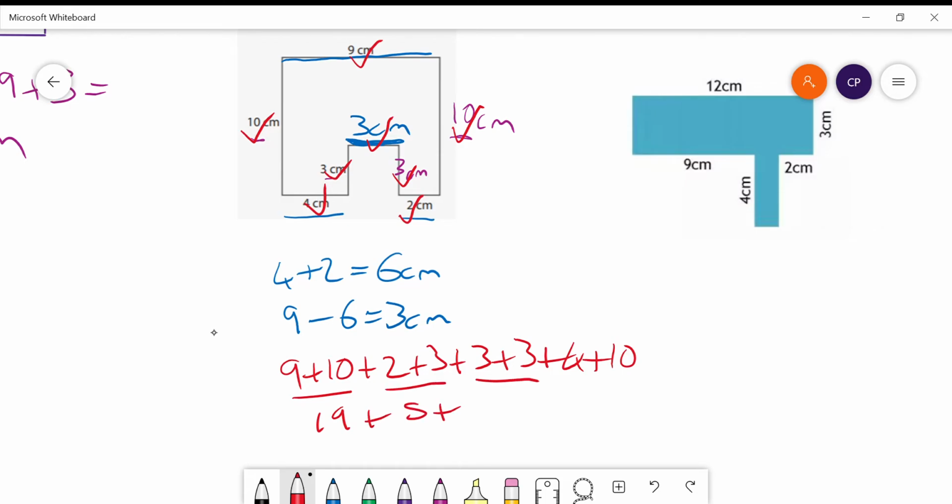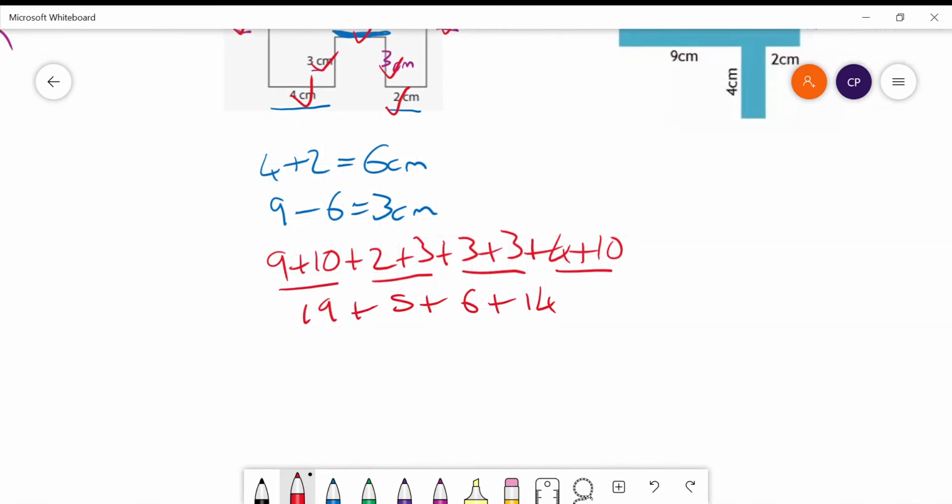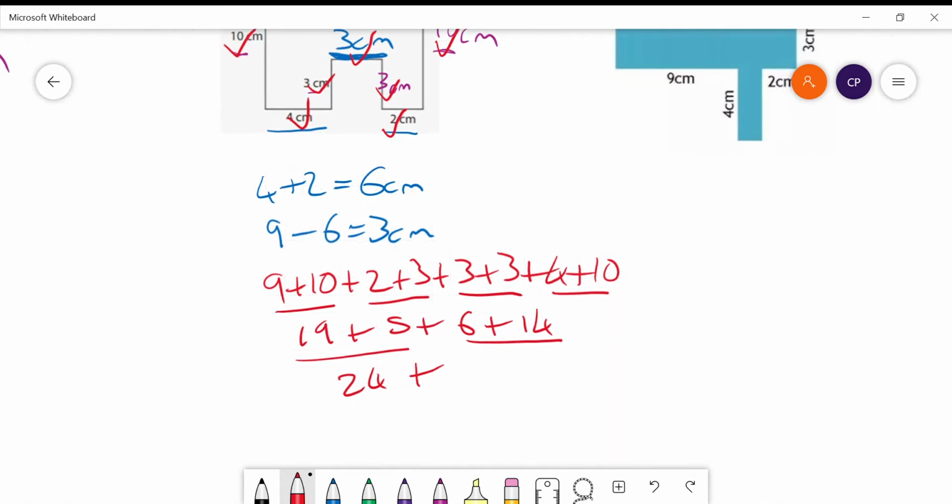I'm going to add these 2 together, which is 6, and then I'm going to add those 2 together, which is 14. And again, as I work through this, I'm just going to add up the parts. So 19 plus 5 is 24. I'm going to add 6 and 14, which is going to get me 20.